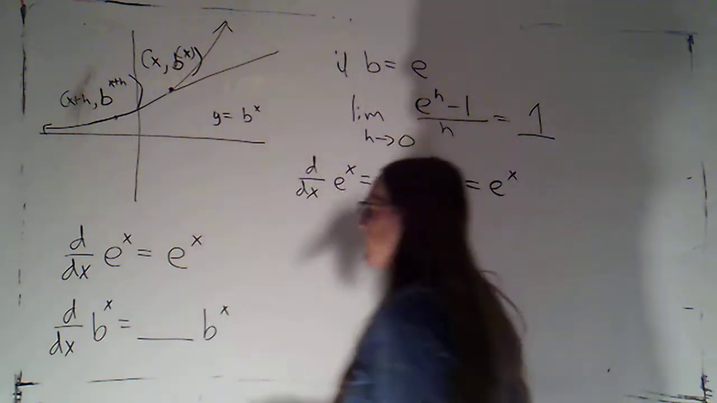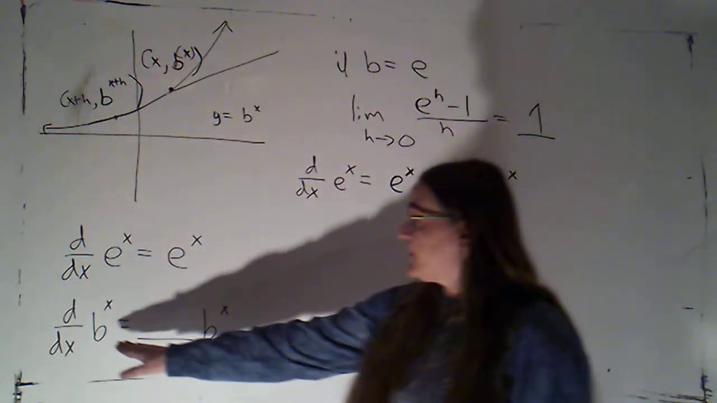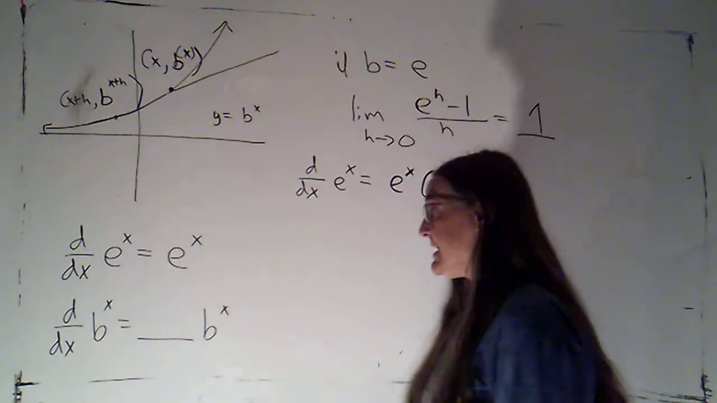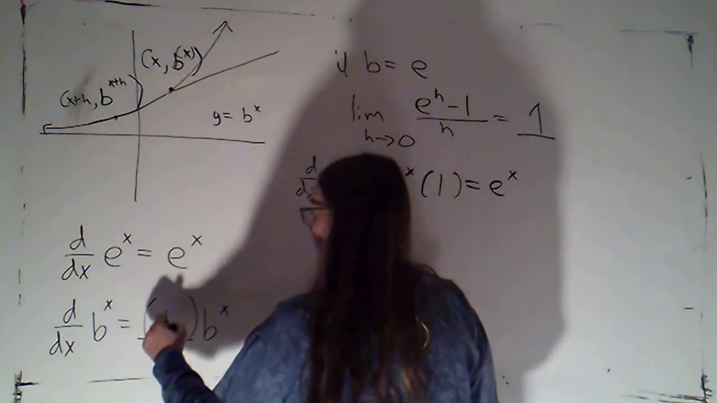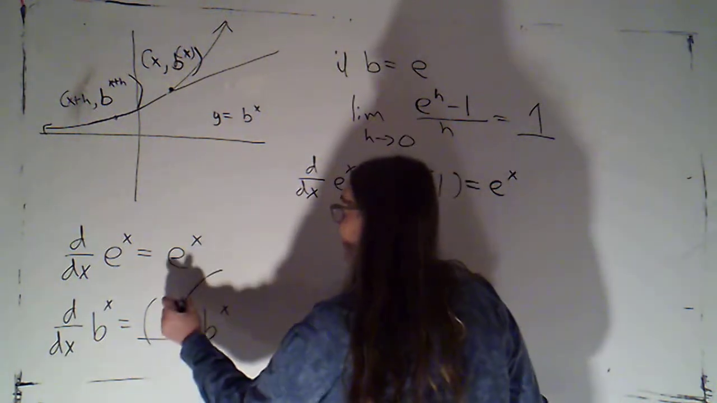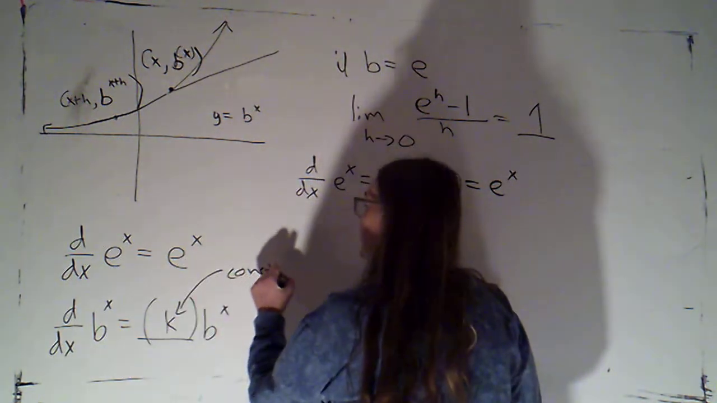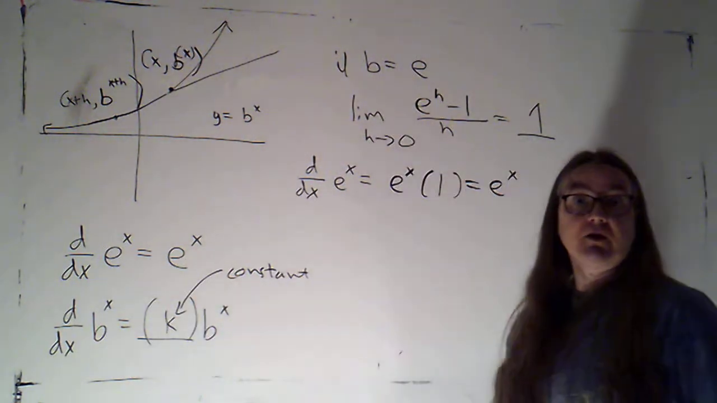The derivative of an exponential function with a base that's different from e is going to be some multiple. I'm just going to call it k for now, where that's a constant. It's going to be a constant multiple of that exponential function.